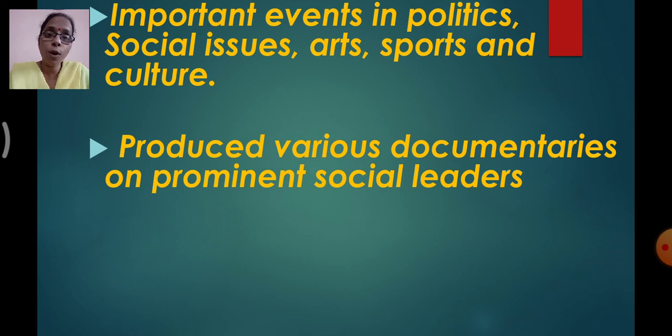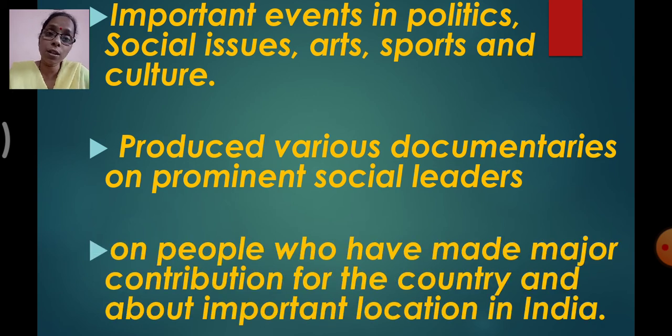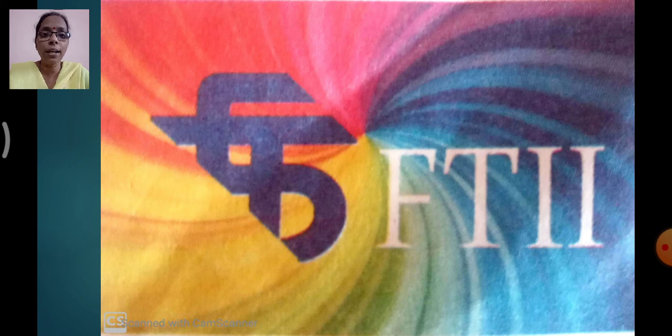So this FTII has also produced various documentary films and short films on prominent social leaders or social workers, like Baba Amte and all. Accordingly they provide us information about these social workers and social leaders, people who have made a major contribution for the country, and about important locations in India. Also they provide information about people who have greatly contributed, like you must have seen the short film, the documentary film, of Sachin Tendulkar, right? So accordingly there are various documentaries based on celebrities or social workers, social leaders, national leaders who have played a major role in society, right? Then, see, this is the logo of FTII, okay?